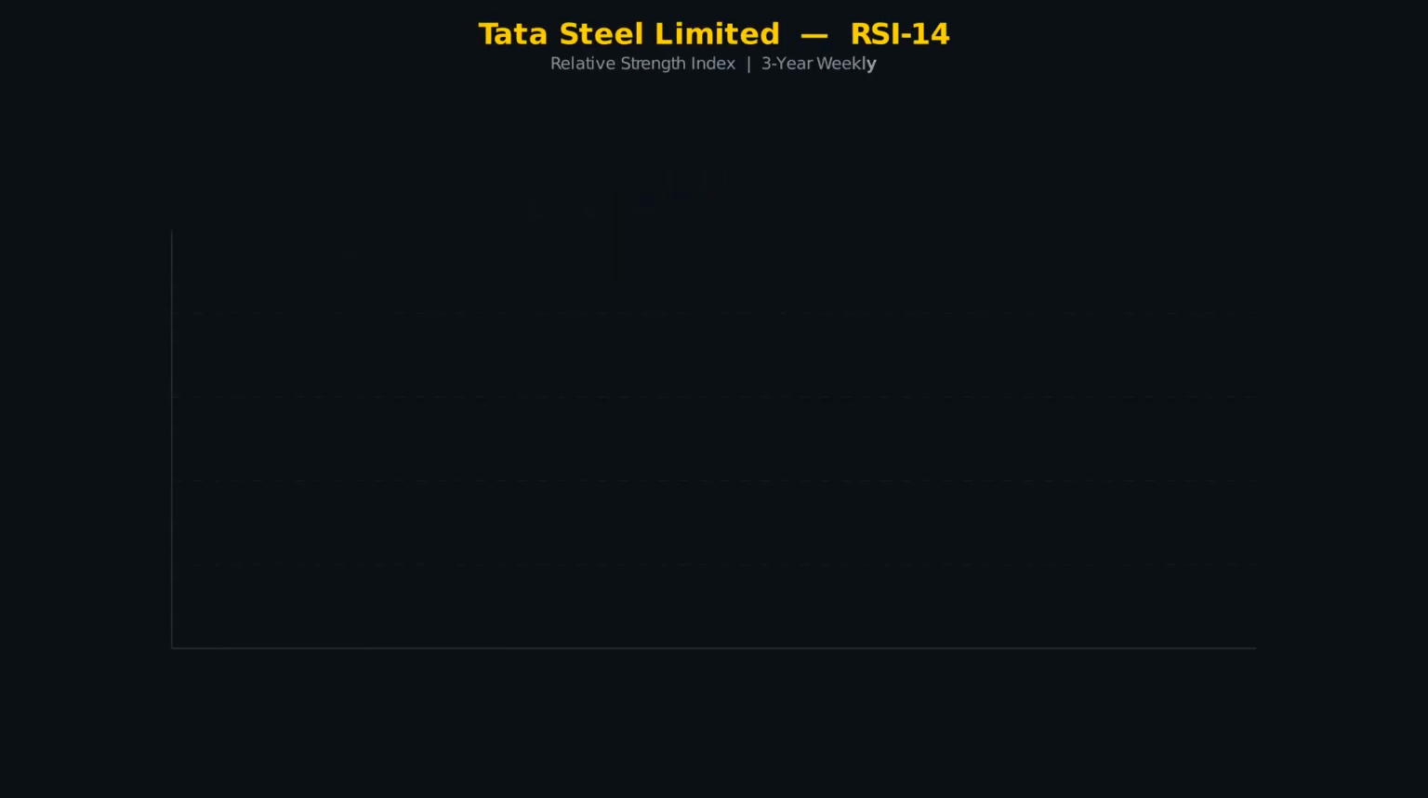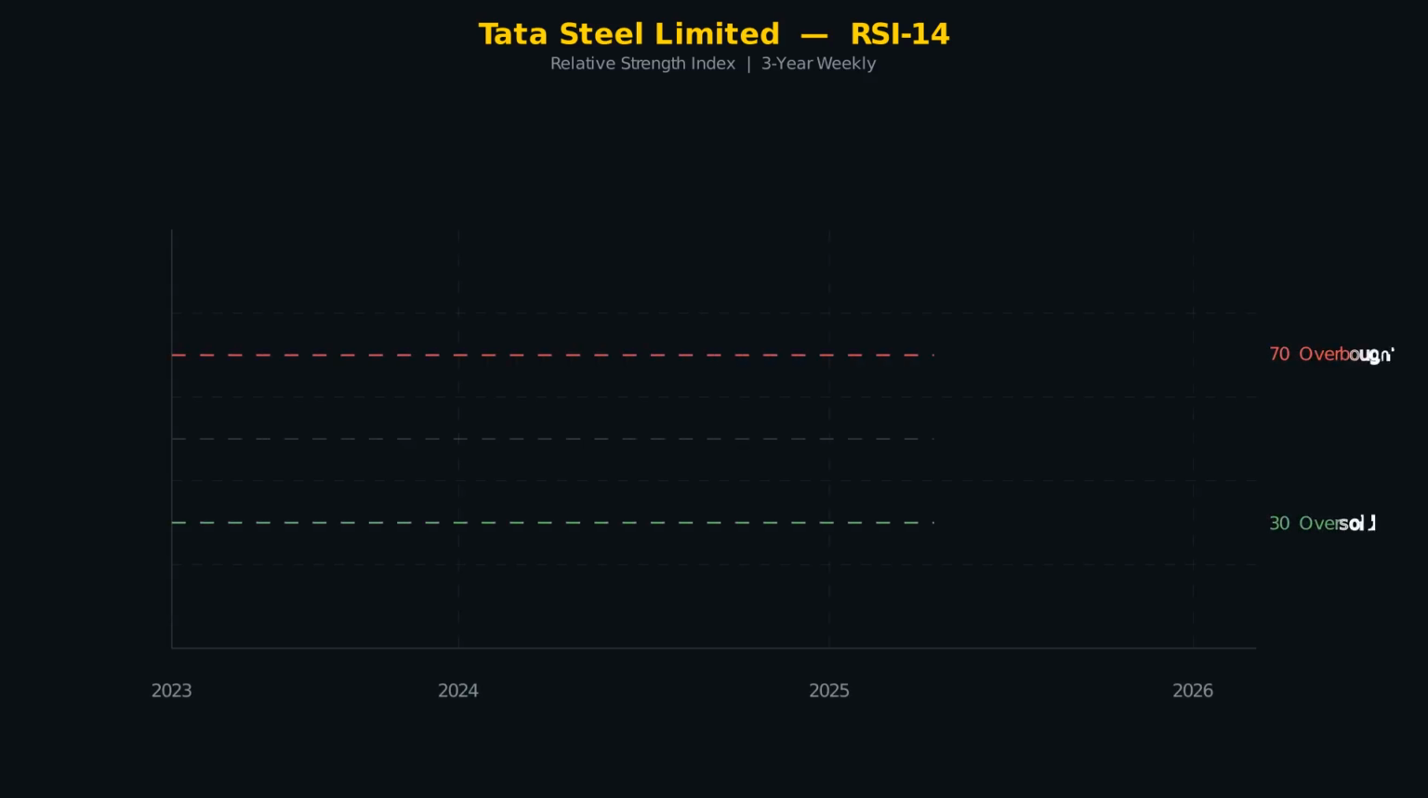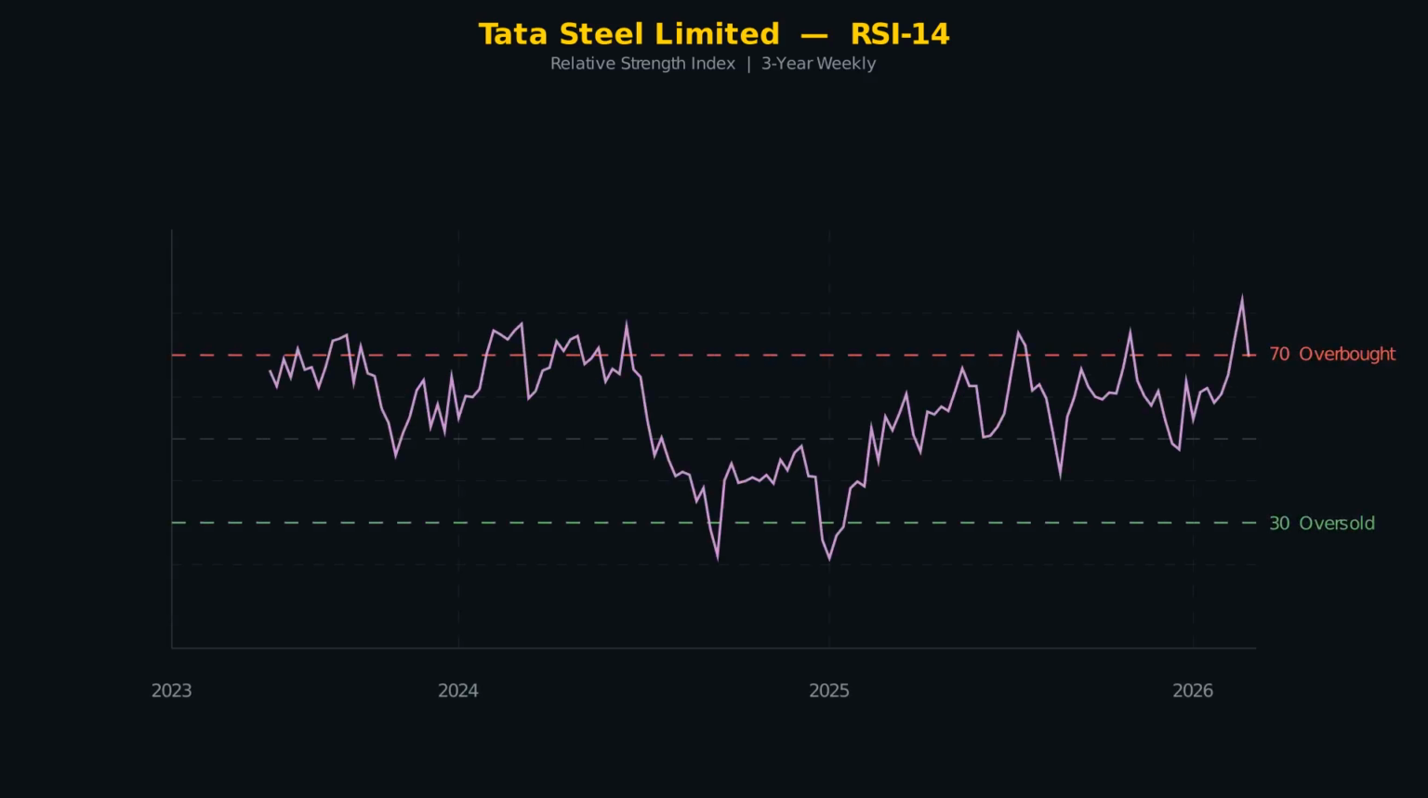Here is the RSI chart for Tata Steel Limited over 3 years. The red dashed line at 70 marks overbought. The green dashed line at 30 marks oversold. The current RSI reading is 66.5. RSI is in neutral territory. Momentum is balanced between buyers and sellers.